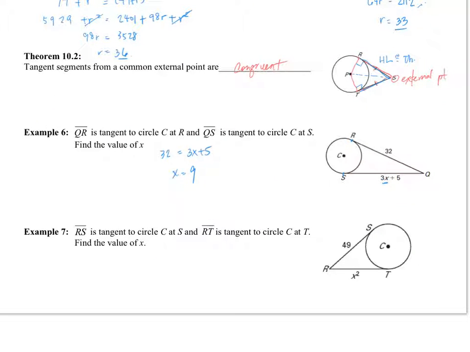Let's do one more practice. Segment RS is tangent to circle C at S, and RT is tangent to circle C at T. So again, external point at R, find the value of x. So we could just do x squared equals 49. We'll just take the square root. Positive, negative. So x equals positive negative 7. Now you must be wondering about the negative 7. If you plug it back into x, it's still positive. So you could have two answers.